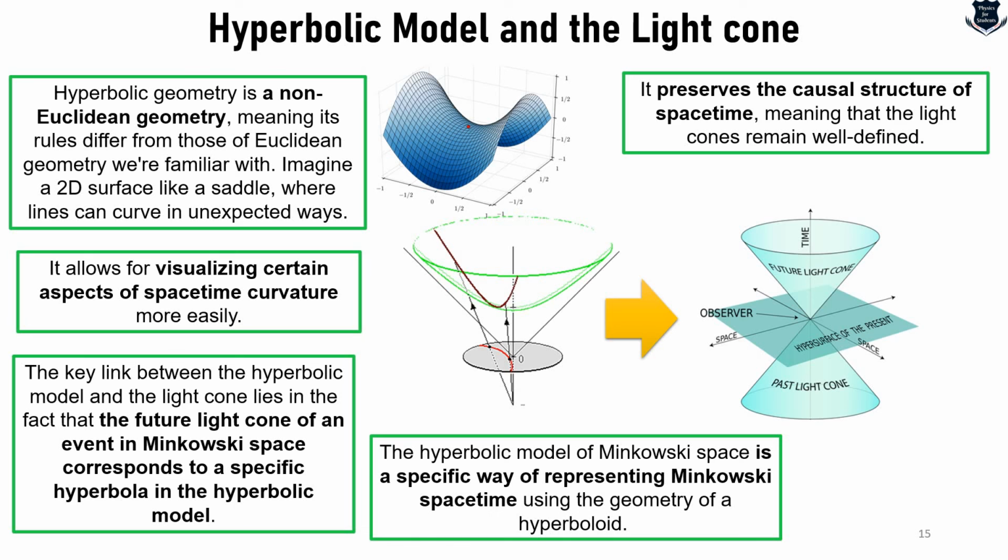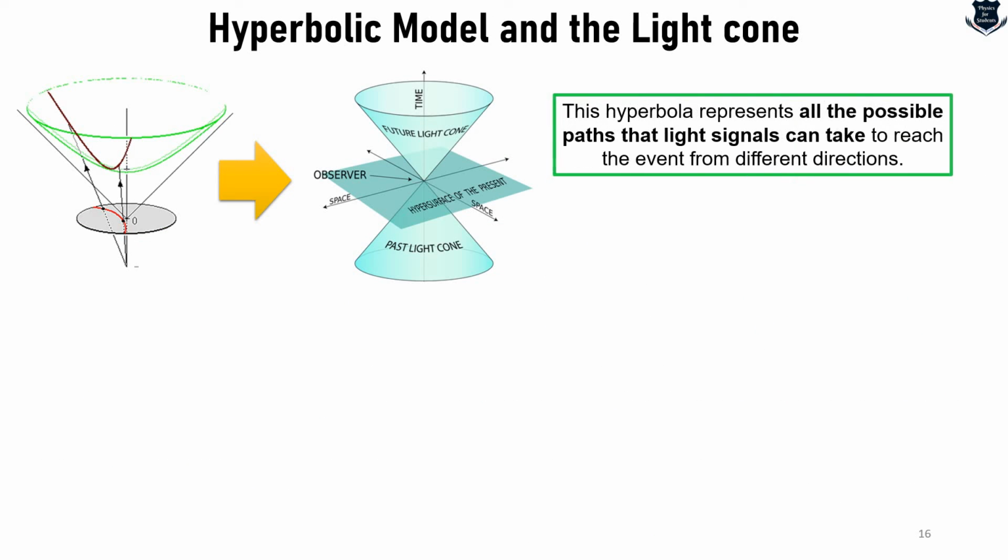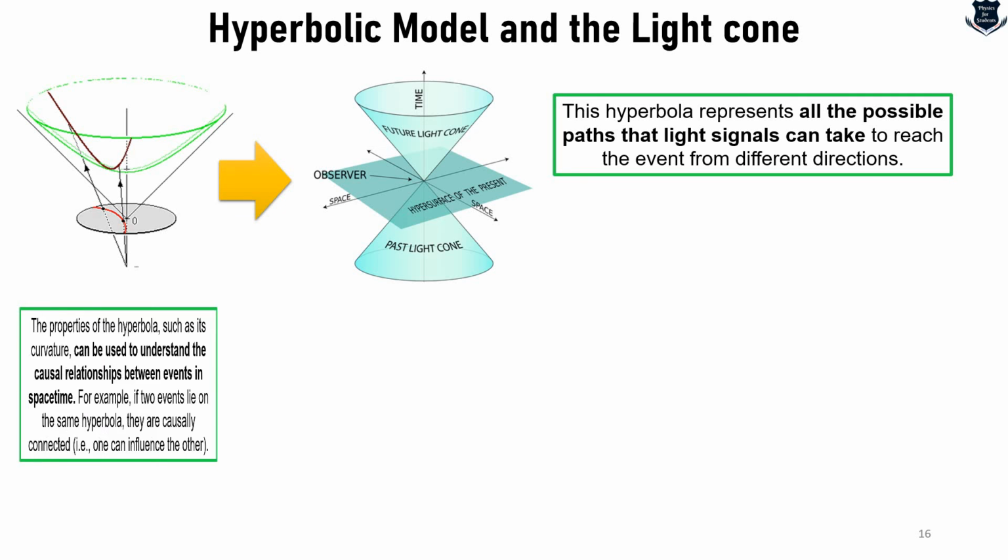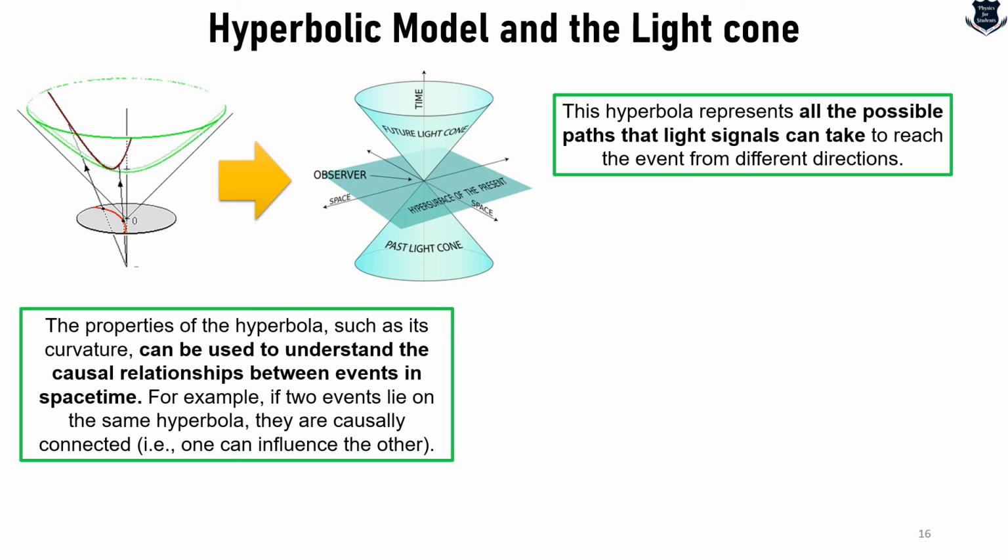Now we will come to the last part of the video where I would like to summarize and show you exactly what the difference is between Euclidean space and Minkowski space. Here you see another important part: this hyperbola represents all possible paths that signals can take. That means any path, it can take up anything. Also, the properties of the hyperbola, such as its curvature, can be used for the causal relationship between events in space-time. Say, for example, if two events lie on the same hyperbola, they are causally connected, or they can influence each other. So the mathematics becomes much easier.